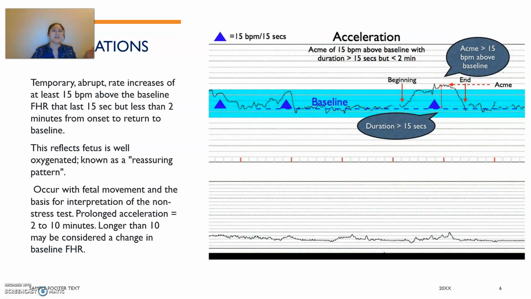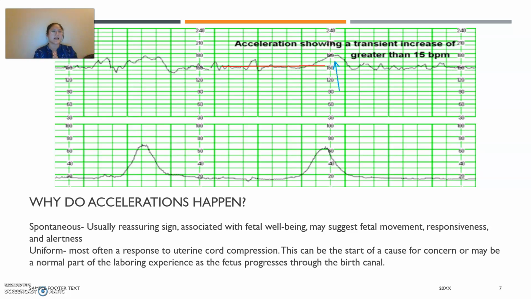So what is acceleration? It is a temporary abrupt rate increase of at least 15 beats per minute above the baseline fetal heart rate that lasts 15 seconds but less than 2 minutes from onset to return to baseline. It reflects that the fetus is well oxygenated, also known as a reassuring pattern. It occurs with fetal movement and is the basis for interpretation of the non-stress test. A prolonged acceleration of 2 to 10 minutes, if longer than 10, may be considered a change in baseline fetal heart rate.